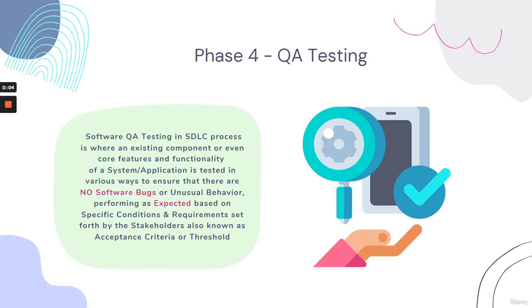Once the development phase is complete, we move on to the most exciting part of the process, software quality assurance testing, phase 4. Software QA testing in the SDLC process is where an existing component or even core features and functionality of a system or application is tested in various ways to ensure that there are no software bugs or unusual behavior, performing as expected based on specific conditions and requirements set forth by the client or stakeholder, also known formally as the acceptance criteria or threshold.